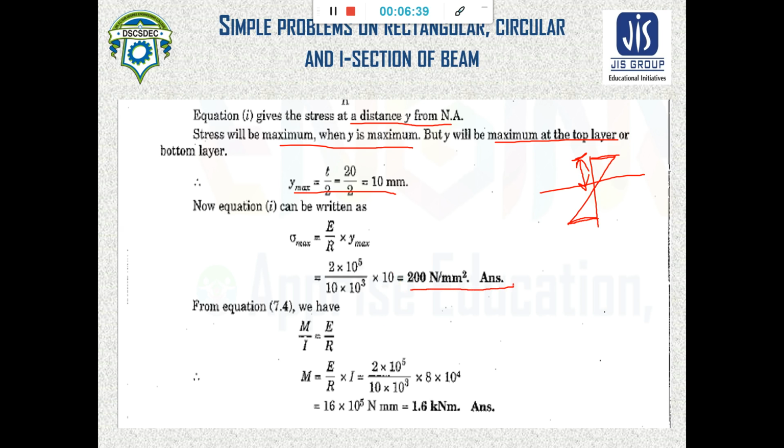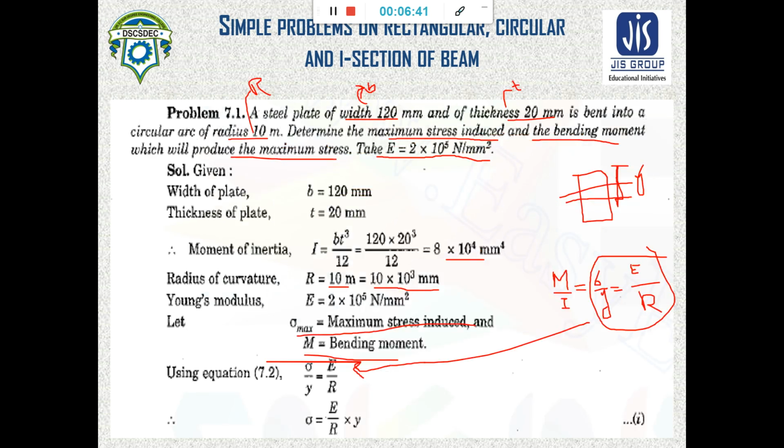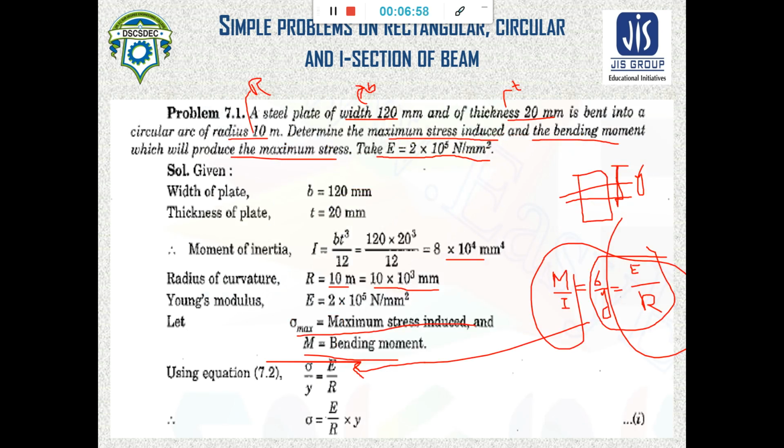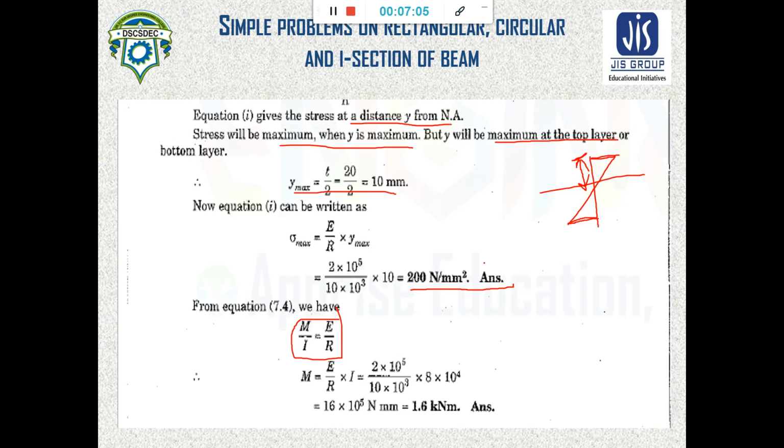Next, again from the bending equation, if we take only these two parts, M by I is equal to E by R. The value of I we have found here, that is 8 into 10 to the power 4 millimeter to the power 4. So now from here we can write M is equal to E by R into I.